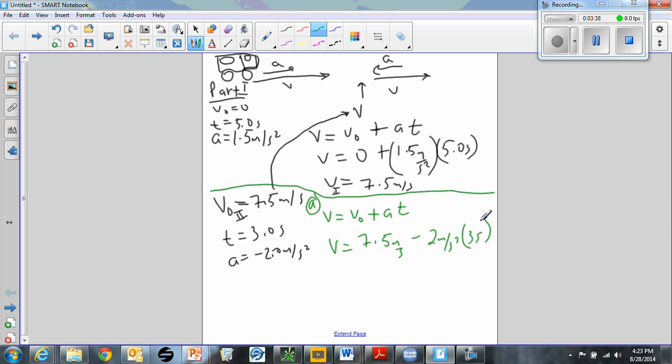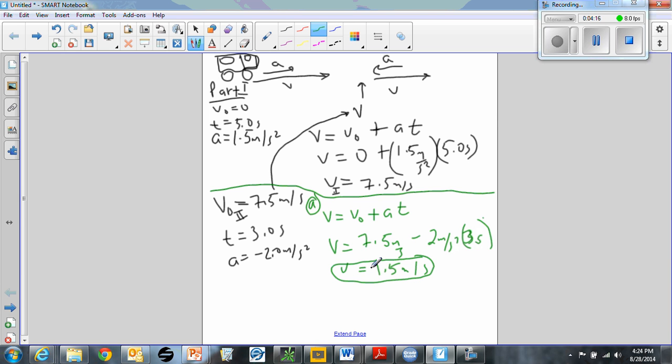So 3, that's supposed to be a second. It looks like a 5. It's kind of hard to write with this thing. You're looking at the screen, but you're not looking at your hand. So this is a 3 seconds. All right. So if you do that, you're going to get 7.5, basically minus 6. You're going to get 1.5 meters per second after he brakes for 3 seconds.